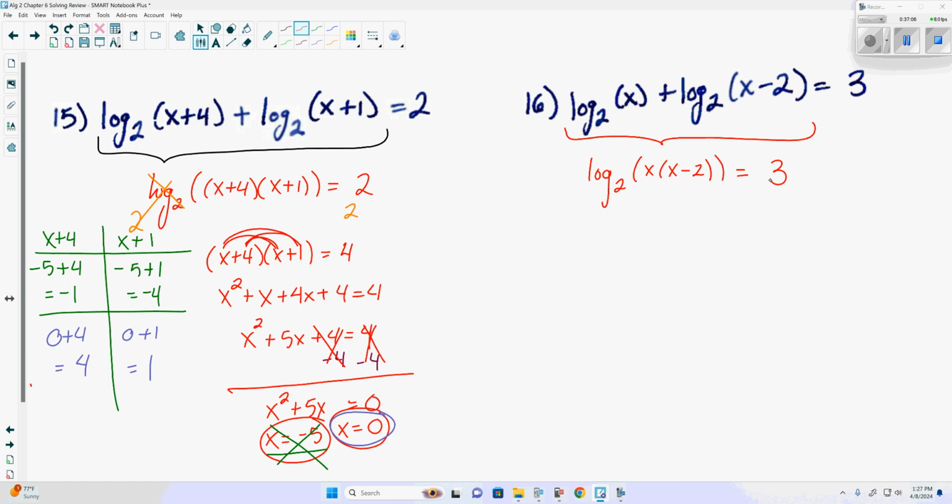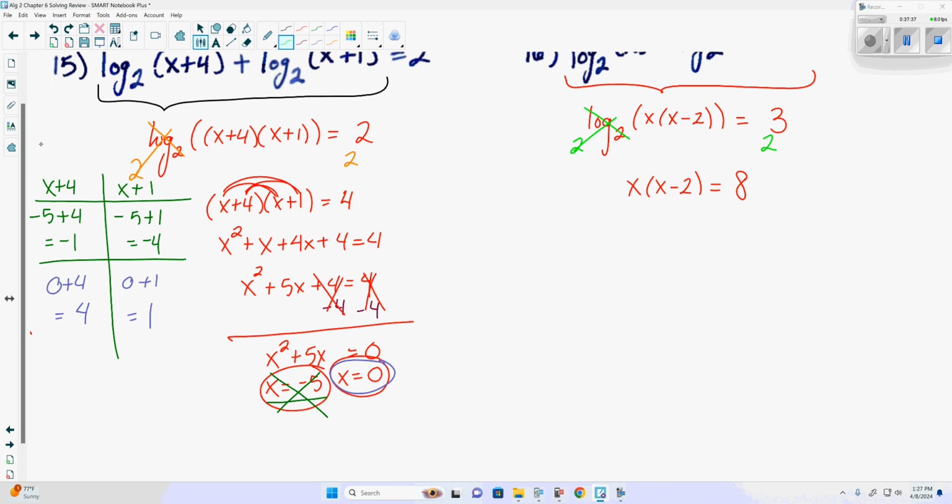Since we have two logs that are being added together, we can rewrite them as a single log with what's inside being multiplied. Then we'd put both sides to the base of 2, as our 2 to log base 2 will cancel, leaving us with x times x minus 2 is equal to 2 to the third. But 2 to the third will reduce to 8. Now at this point, we do need to distribute. X times x is x squared. X times -2 is -2x. Is equal to 8.